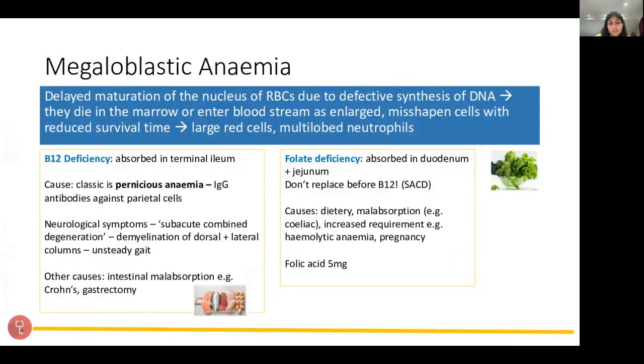And then causes, so dietary malabsorption, we've said. And treatment for folate deficiency is folic acid, 5 milligrams once a day. I should have put it on here, but for B12 deficiency, depending on how severe it is, we either give oral B12 supplements, or in more severe cases, especially if they've got neurological symptoms, then we will give injections of B12 as well.